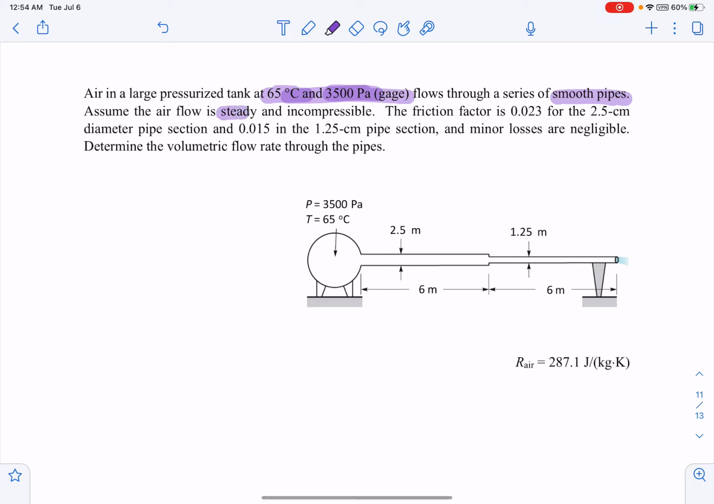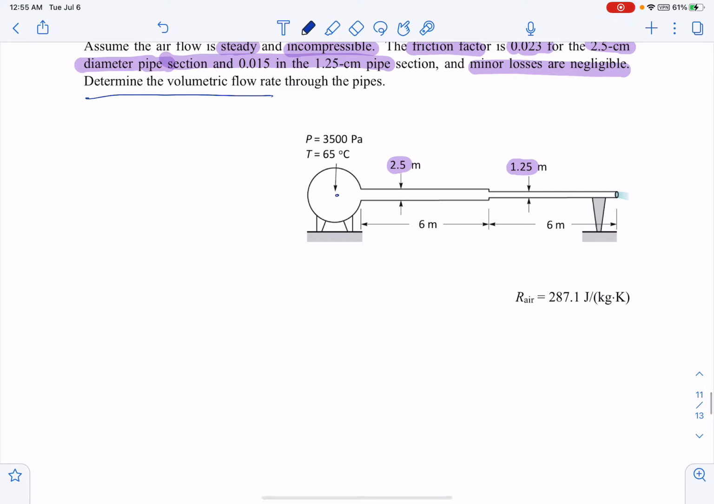It also says to assume that the flow is steady and incompressible, the friction factor is 0.023, and we have the diameter of the pipe at different sections. We have 2.5 for the bigger section and 1.25 for the smaller section, and the minor losses are negligible. Now it asks to find the volumetric flow rate through the pipe. Let's see how we're going to solve it.